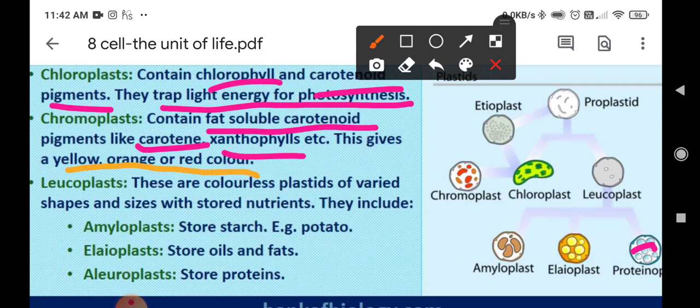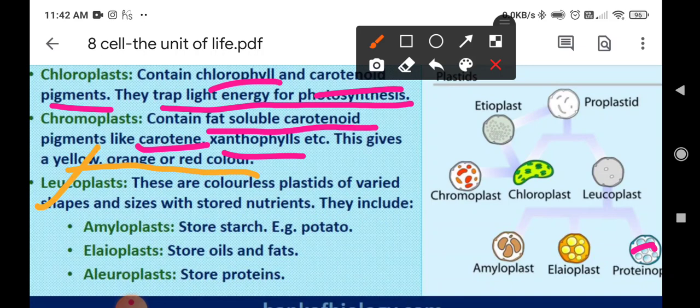Now moving on to the leucoplast. I hope now it is clear why flowers have different colors, because of the presence of chromoplast. Leucoplasts are colorless plastids, they don't give any color to the plant. Their function is only one: storage.